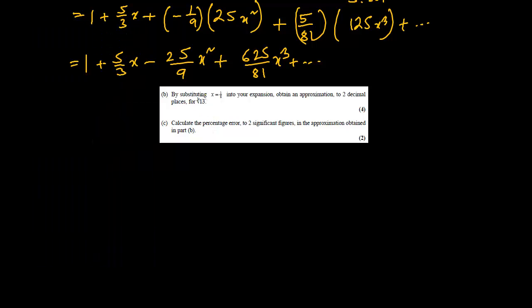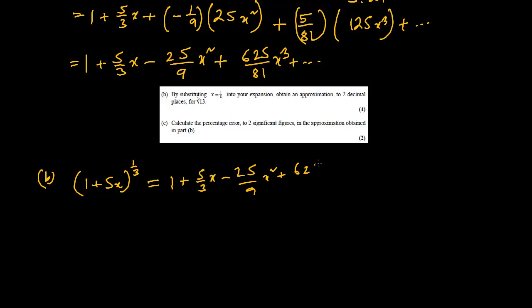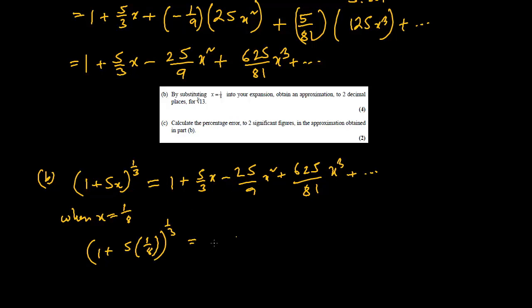So we're going to calculate an approximate value using the series that we just expanded. So what we did is 1 plus 5x to the power 1 by 3. We calculated it is 1 plus 5 by 3x minus 25 by 9 x squared plus 625 by 81 x cubed plus dot dot dot. So here they're asking us to put x equals 1 by 8. So when we write x equals 1 by 8, we can write 1 plus 5 into 1 by 8. In terms of x, we're putting here 1 by 8, and on this side, we're also putting 1 by 8.